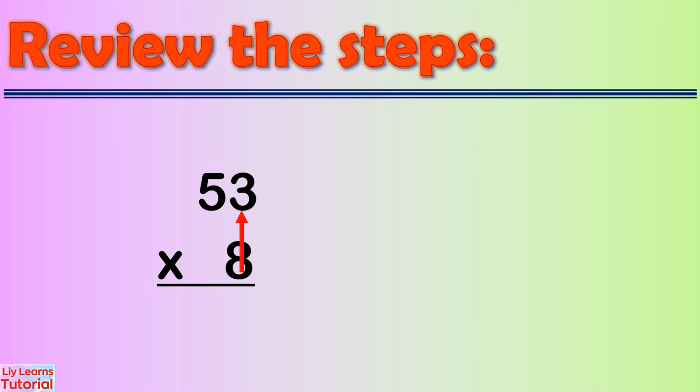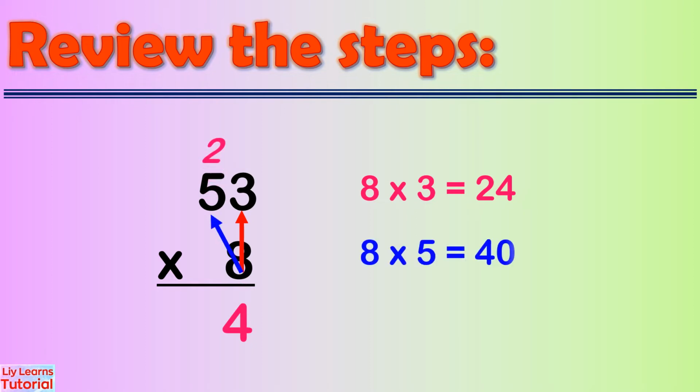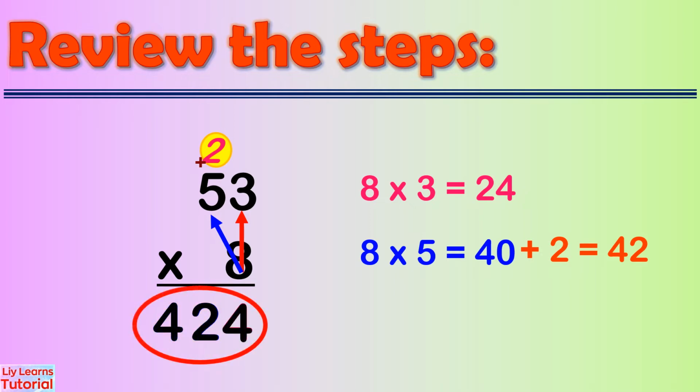Let's do it again. 8 times 3 equals 24. 8 times 5 equals 40. 40 plus 2 equals 42. So, the answer is 424.